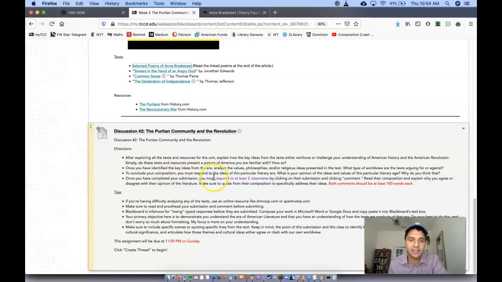So once you've identified these key ideas, analyze the values, philosophies, religious ideas, what types of worldview the texts are arguing for or against, and then once again, to conclude the composition, you must respond to the ideas of the particular literary era. What's your opinion of all this stuff? What do you think of old Thomas Jefferson and the Declaration of Independence? What's missing there? What do you think of Thomas Paine's Common Sense? What do you think of Jonathan Edwards?